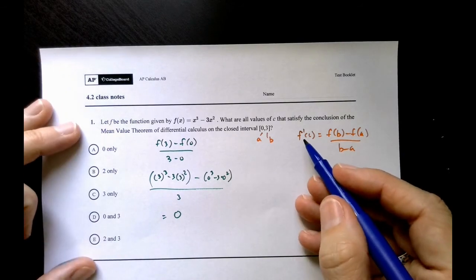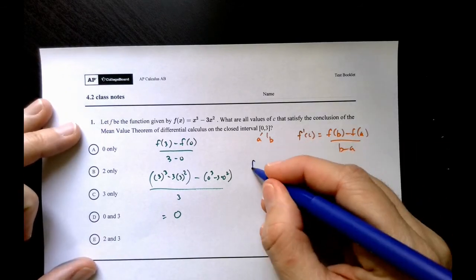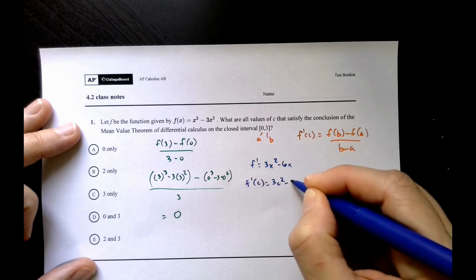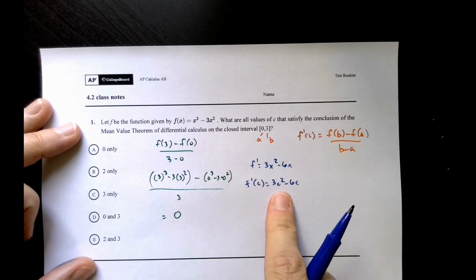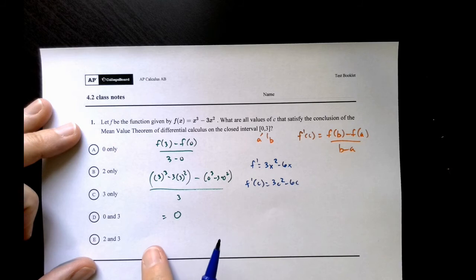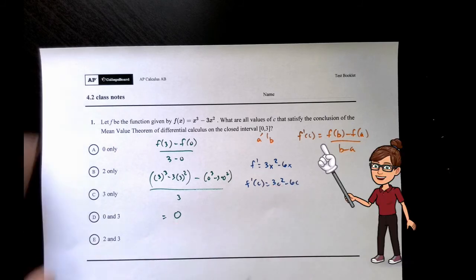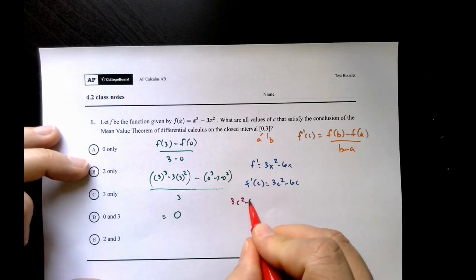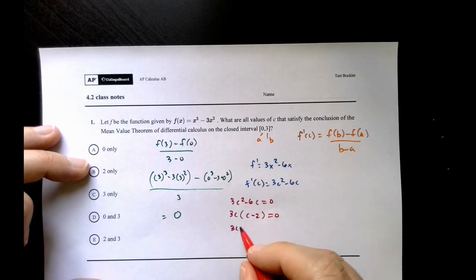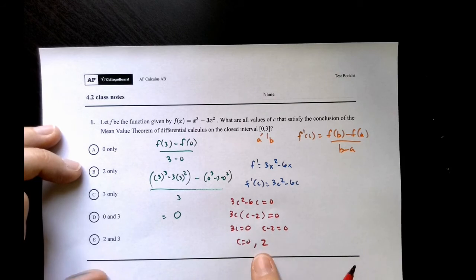Now I'm going to find my derivative and substitute c in. So I have my derivative evaluated at some unknown c, and then I have my average rate of change on that interval. So now I'm going to set these equal to each other and solve. I have my c values.